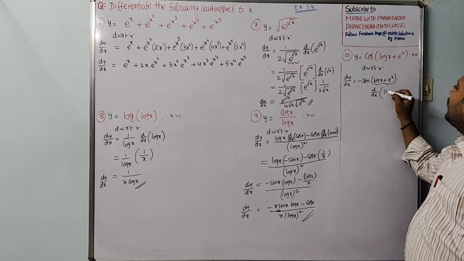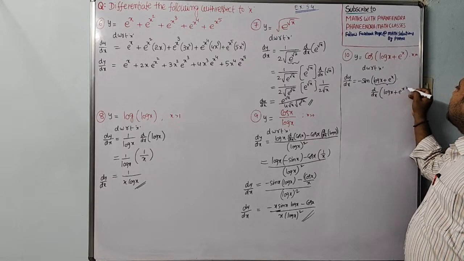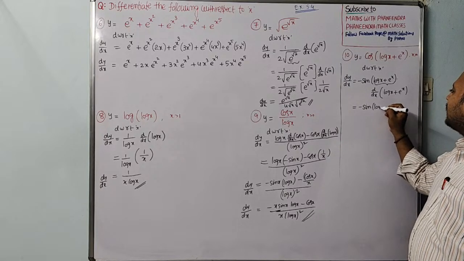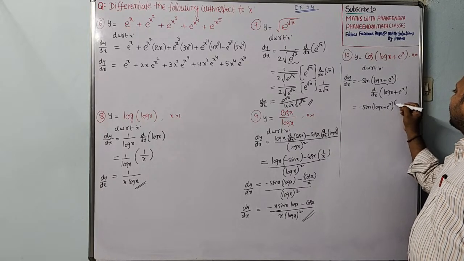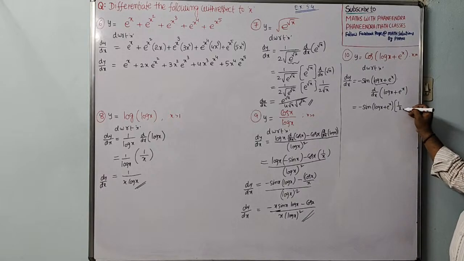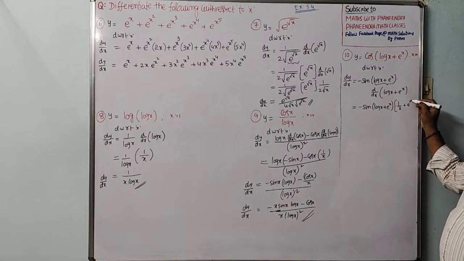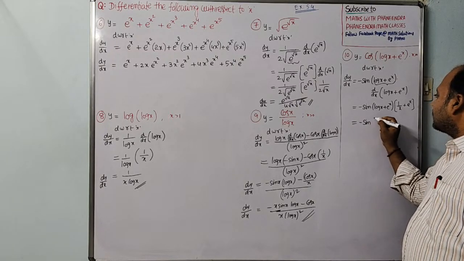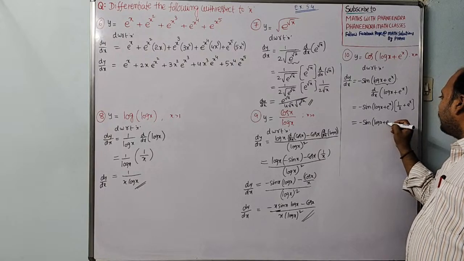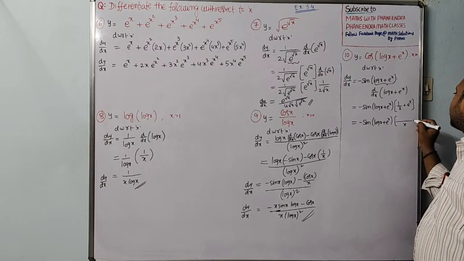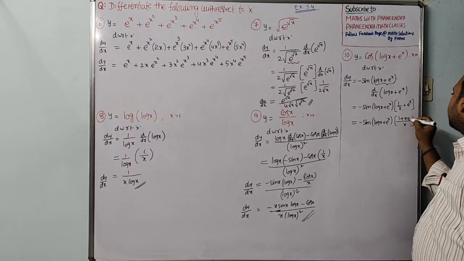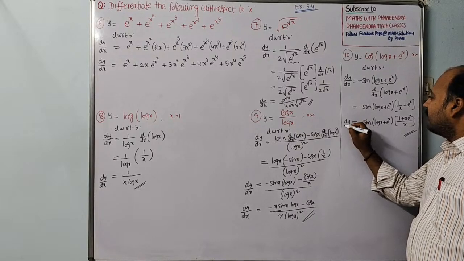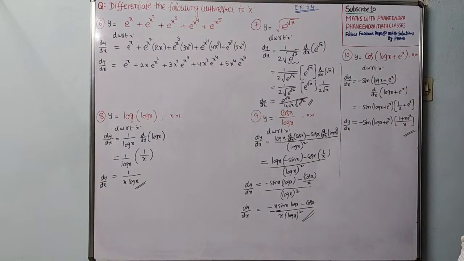That we can differentiate: log x plus e power x, which is equal to minus sin of log x plus e power x into d by dx of log x, which is 1 by x, plus d by dx of e power x, which is e power x. So which is equal to minus sin of log x plus e power x into, taking LCM x, 1 plus x e power x. So this is the value of dy by dx.